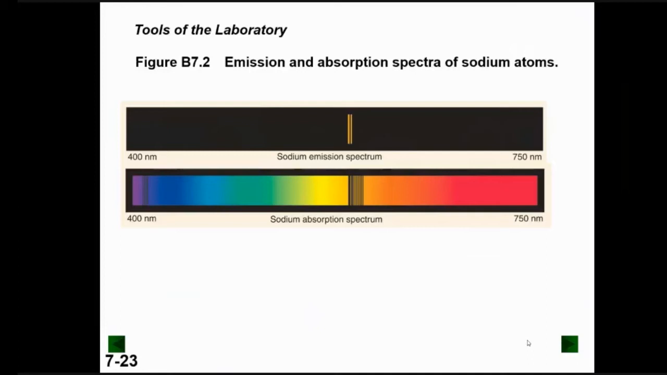Okay, emission and absorption spectrum for sodium atoms. Okay, so the emission is the one we're used to. It's the electron dropping into a certain level, and you can see that's generated when it drops into the second. Okay, the absorption is just the opposite. You see everything but. It's everything but.